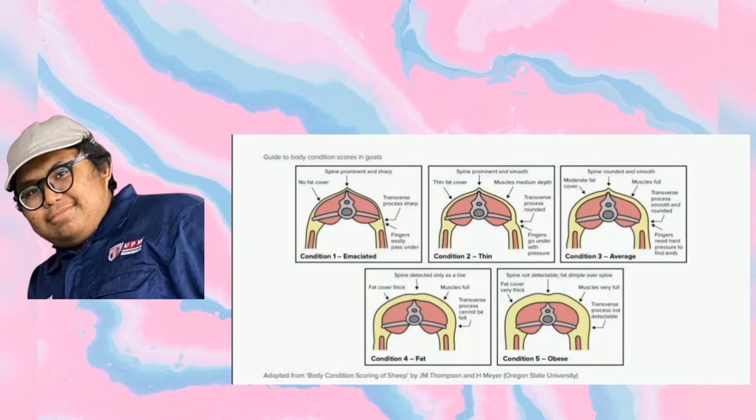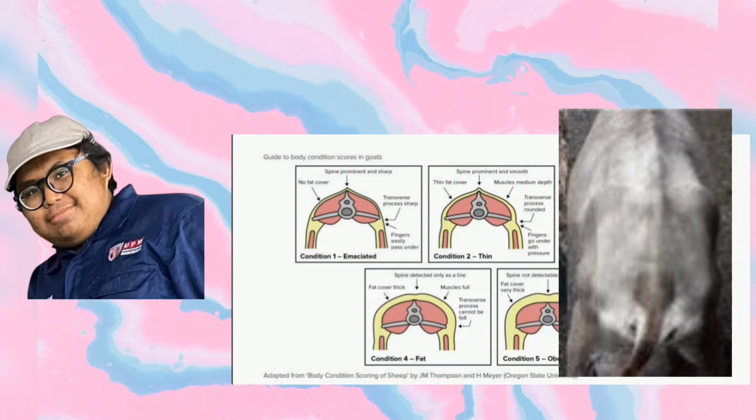For condition 2, the back is moderately visible, flank is hollow but little bit of fat cover the spine and transverse process. 1/3 of the transverse process are visible and it's possible to pass finger with pressure and a little bit of fat cover the ribs.